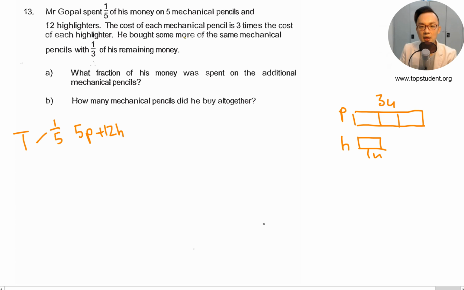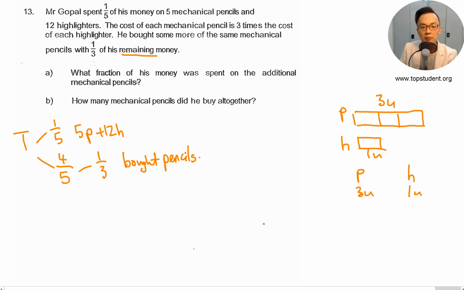So he bought some more of the same mechanical pencil. It was 1/3 of his remaining money. Once you see remaining, please use your branching method. So I have 1/5, so my remaining is 4/5. With 1/3 of my remaining money, I bought pencils. Okay. And my pencil is 3U, highlighter is 1U.